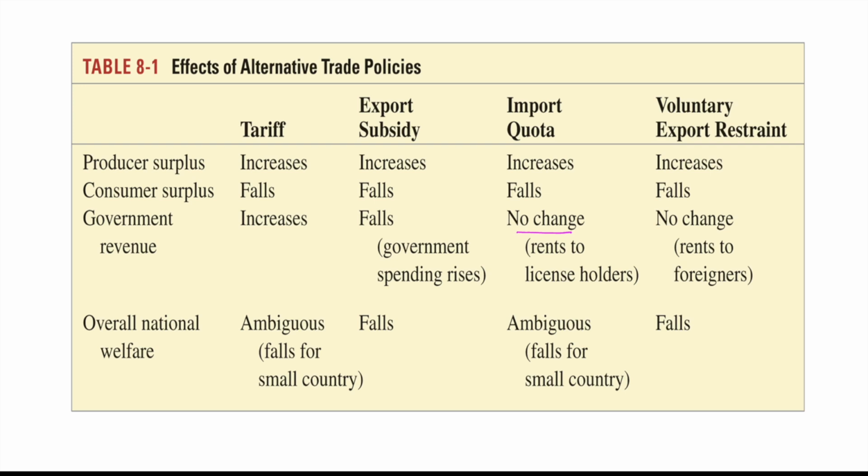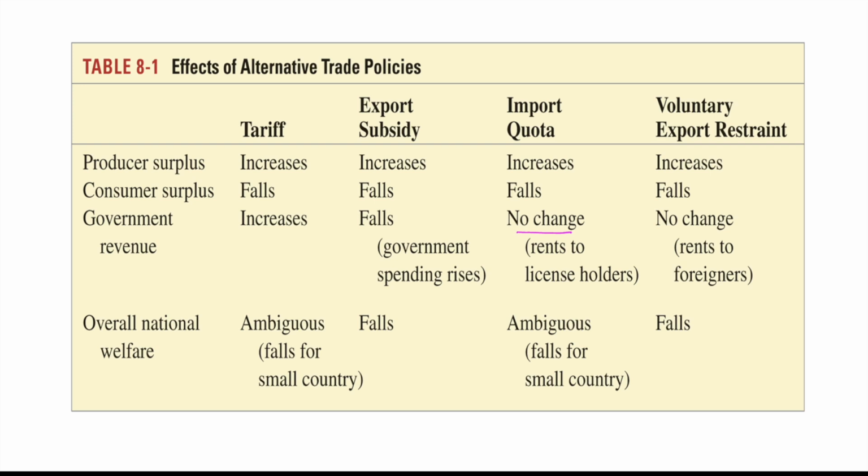And then there's voluntary export restraint, which increases the producer surplus inside the country, reduces the consumer surplus. So it basically is the request of the country to foreign producers to voluntarily reduce their exports. So the imports in the country fall. The government revenue sees no change because foreign producers see rents from this export restraint, but the overall national welfare falls.